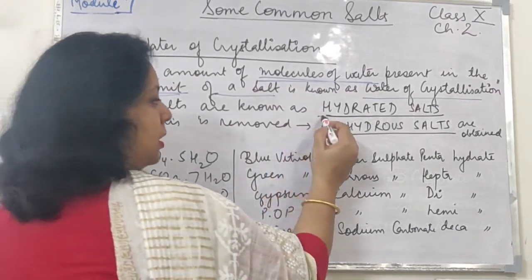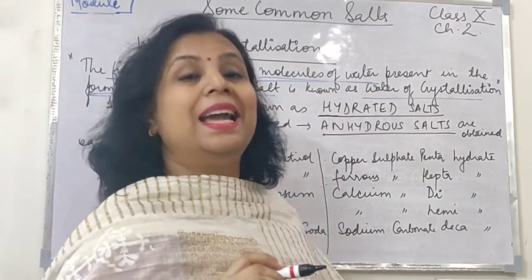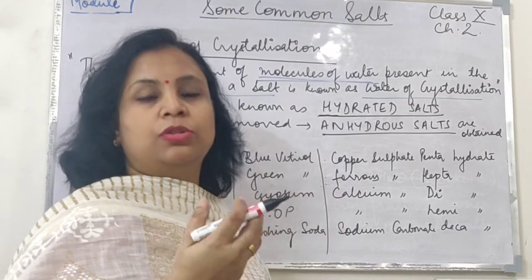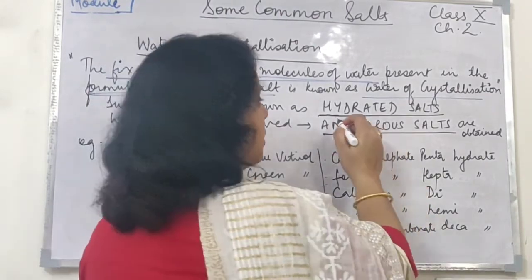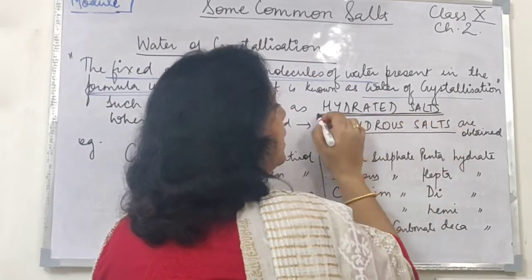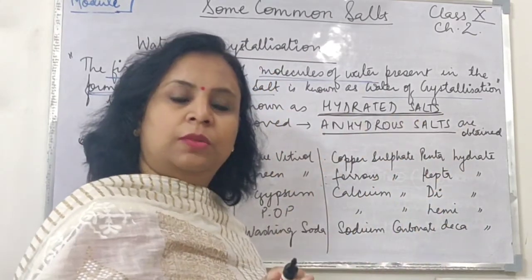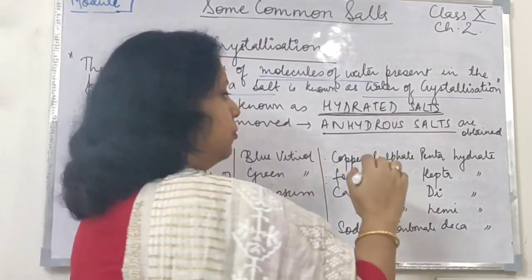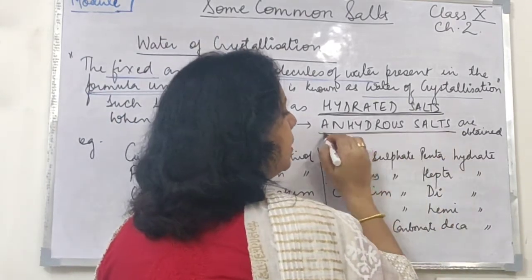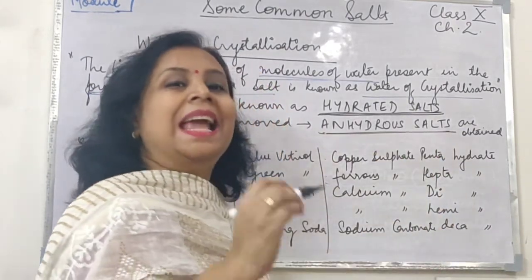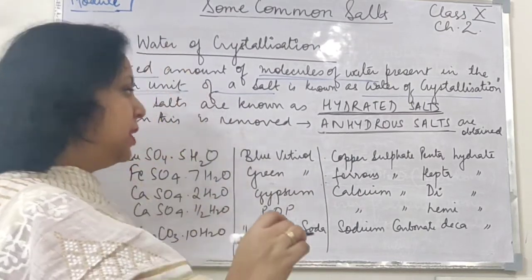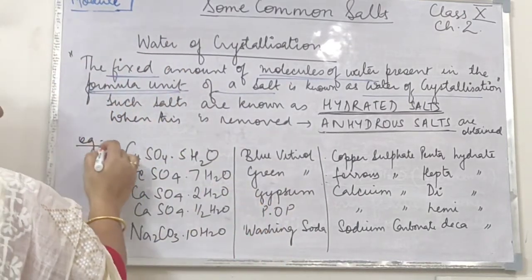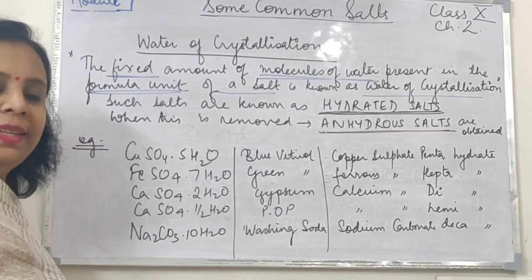Such salts are known as hydrated salts. Most of the time, they are crystalline in nature. And if you remove the water molecules from such salts, what will they be called? They will be called anhydrous salts. Okay. Let us have a look at some examples.